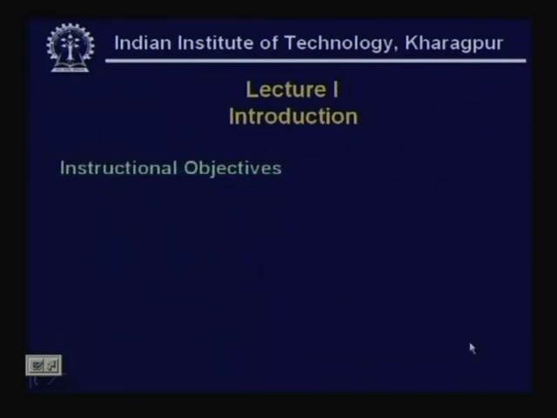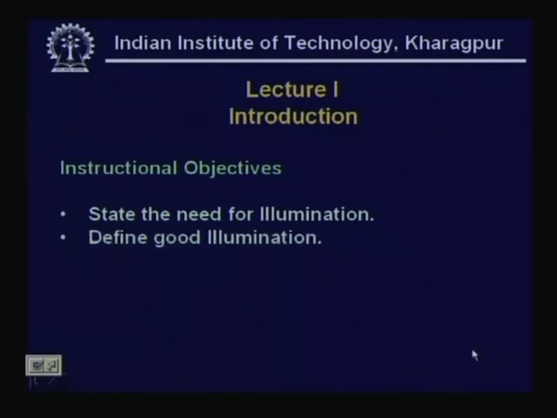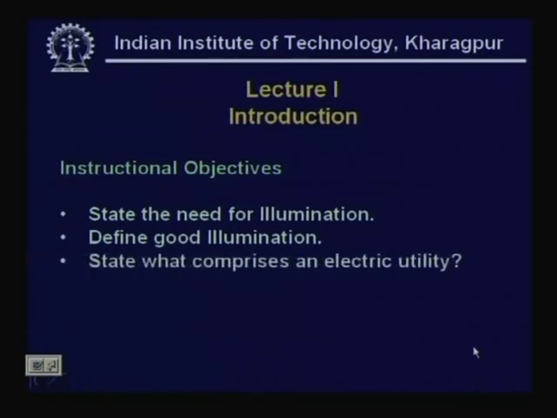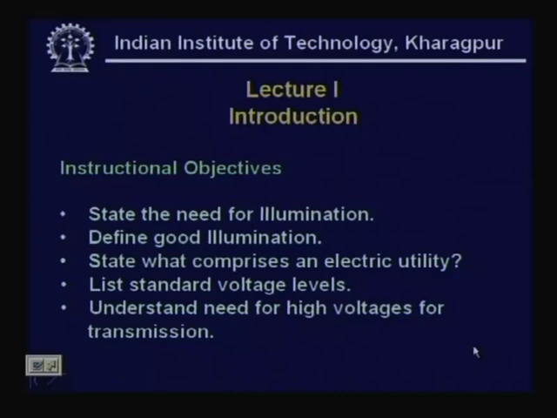instructional objectives for this particular lesson. What do we expect at the end of this lesson? Number 1, state the need for illumination. Number 2, define good illumination. 3, state what comprises an electric utility. 4, list standard voltage levels. 5, understand need for high voltages for transmission.